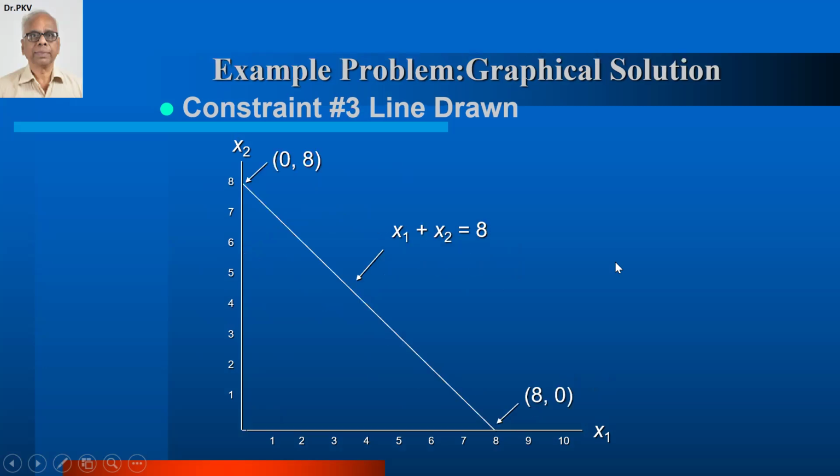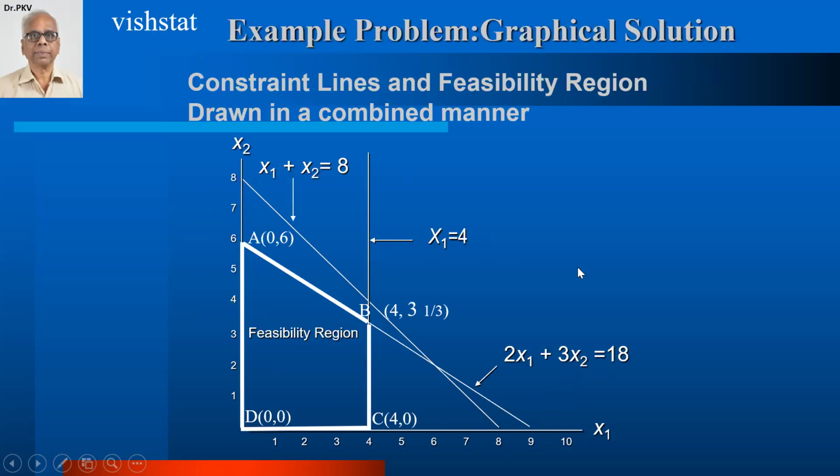Then constraint 3, x1 plus x2 less than or equal to 8. Therefore, we should draw the line x1 plus x2 is equal to 8. When I put x2 is equal to 0, x1 is equal to 8. When I put x1 is equal to 0, x2 is equal to 8. So 0, 8 and 8, 0, they are connected and the line is drawn here. Then we show all the three constraints in the same graph.